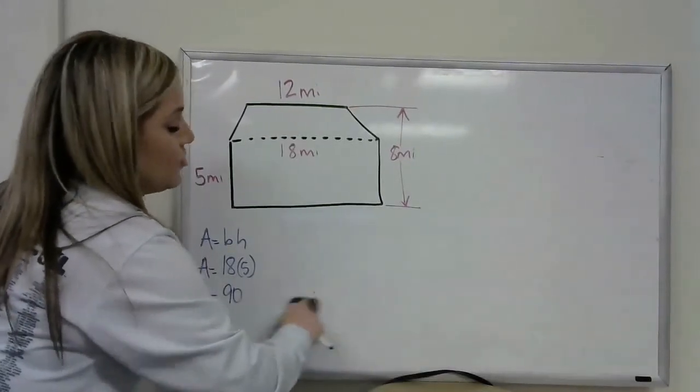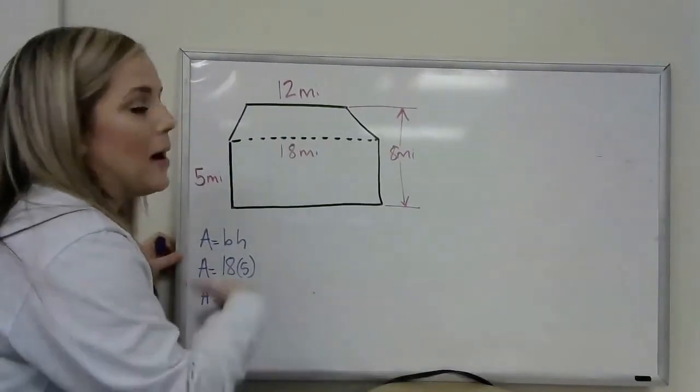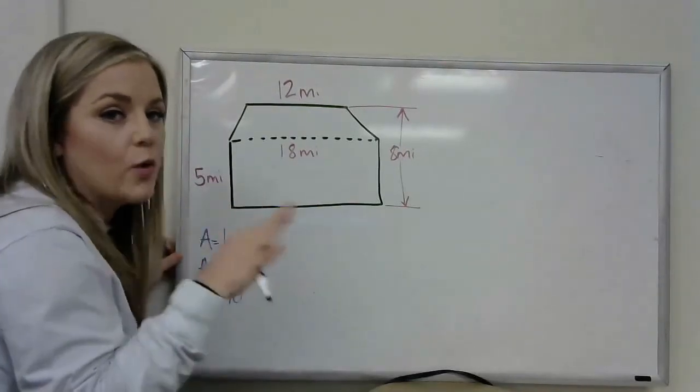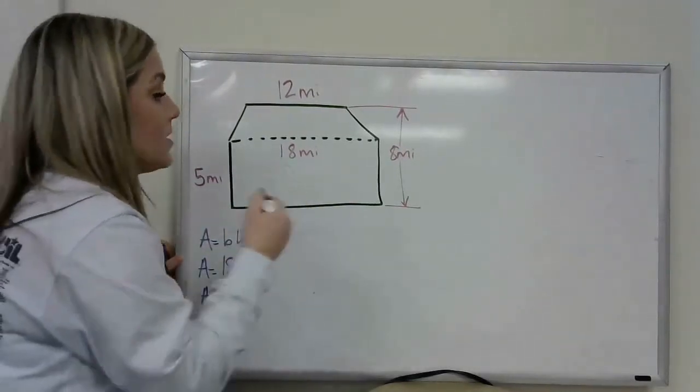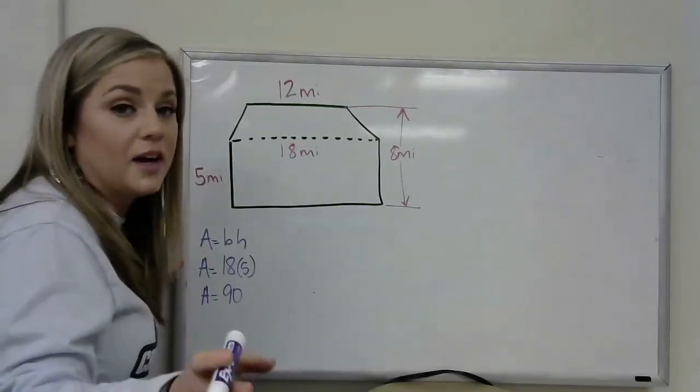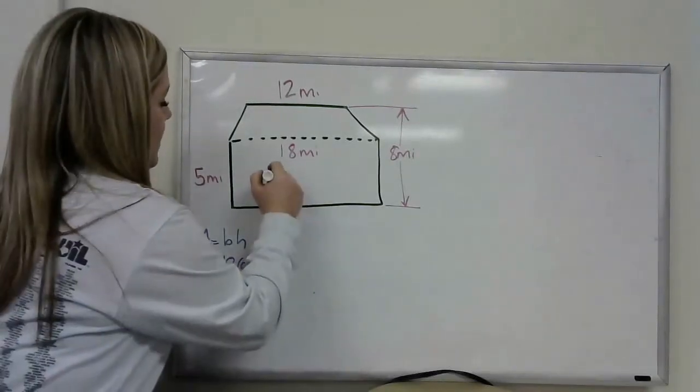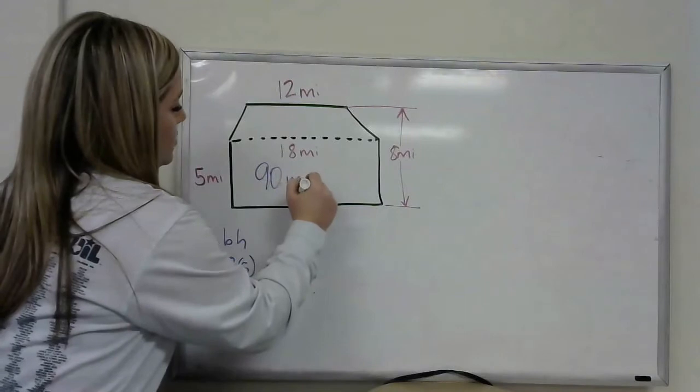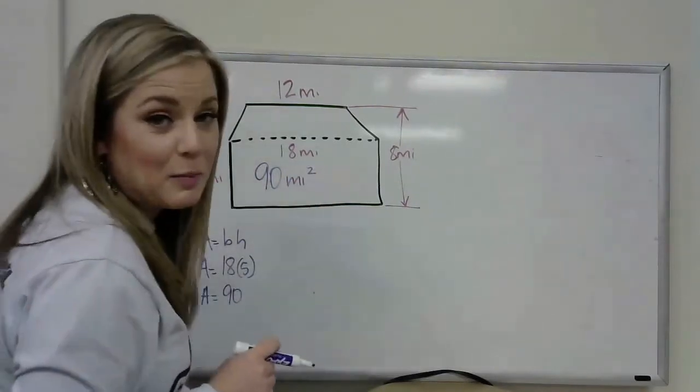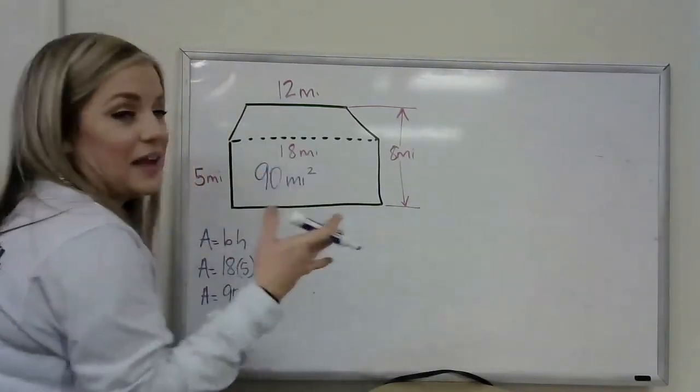And I'm not a picky teacher. I don't care if you put miles squared, meters squared, inches. I don't care. I just want the number part to be right. Some teachers are picky, though, so you need to be careful. All right, so 90, and I'll just go ahead and put miles squared. That's a big old building, huh? Or a piece of land or whatever it is.